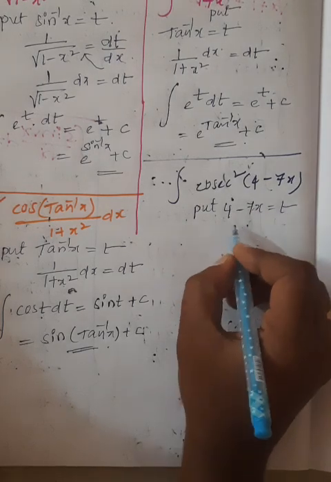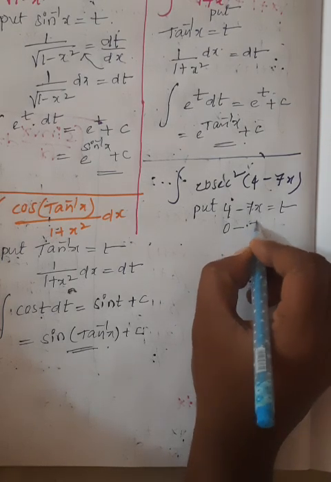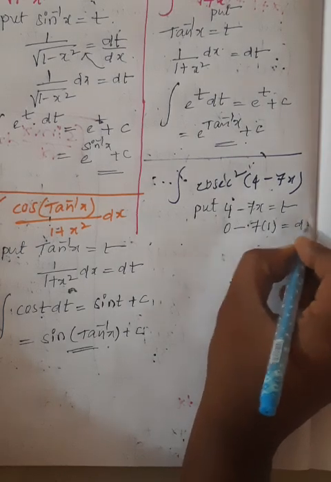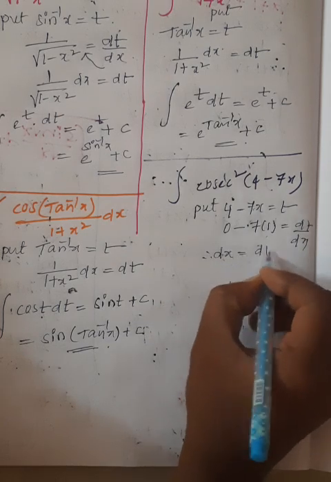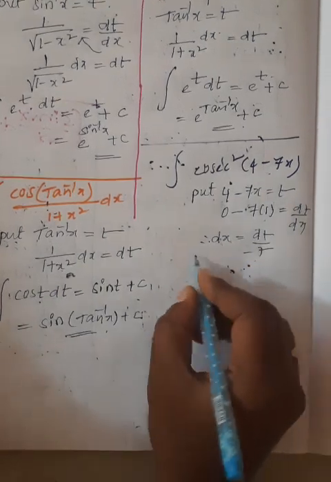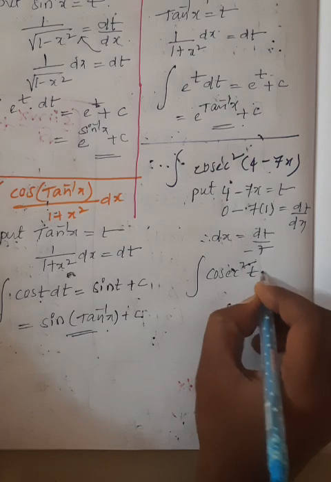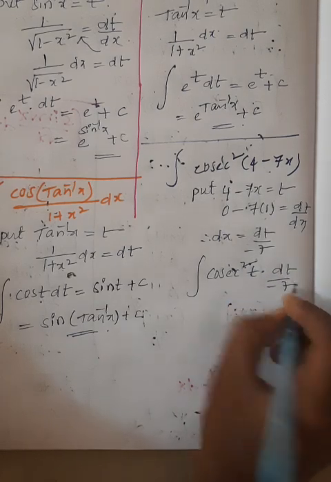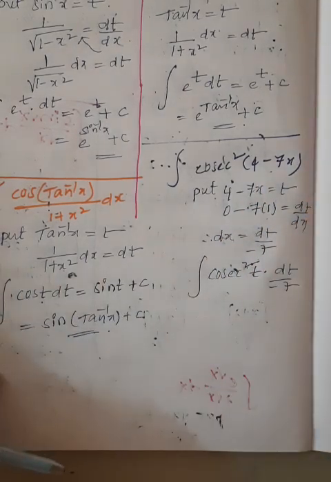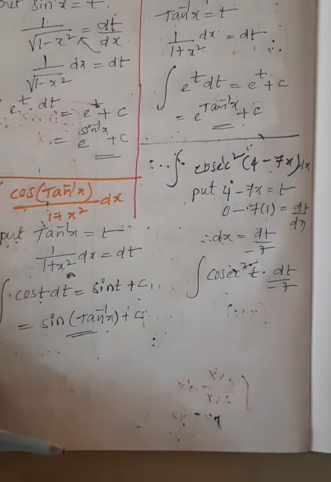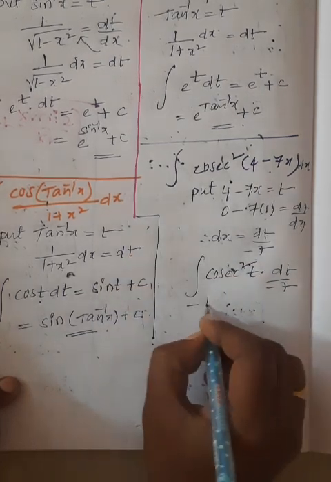So differentiation of 4 will become 0 and differentiation of 7x will become 7 into 1, and it is equal to dt by dx. Therefore dx is equal to dt by minus 7. So here we have to substitute in our question cosec square t into dt by minus 7. So we have to replace 4 minus 7x as t and dx as dt by minus 7. So here we have to write minus 1 by 7 outside.